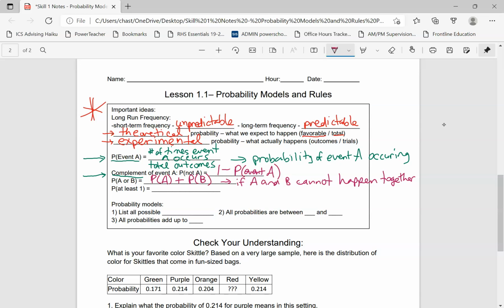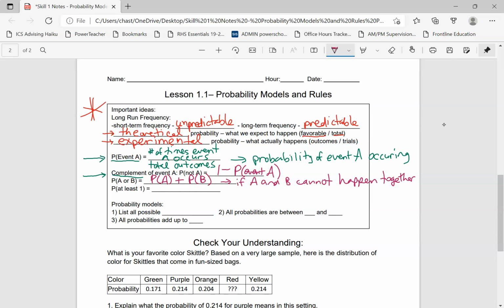Meaning that you can't have something that is both A and B. So for instance, if A is an even number and B is a multiple of 3, that would not be a situation where you could do this, because we would have multiples of 3 that could also be even numbers.